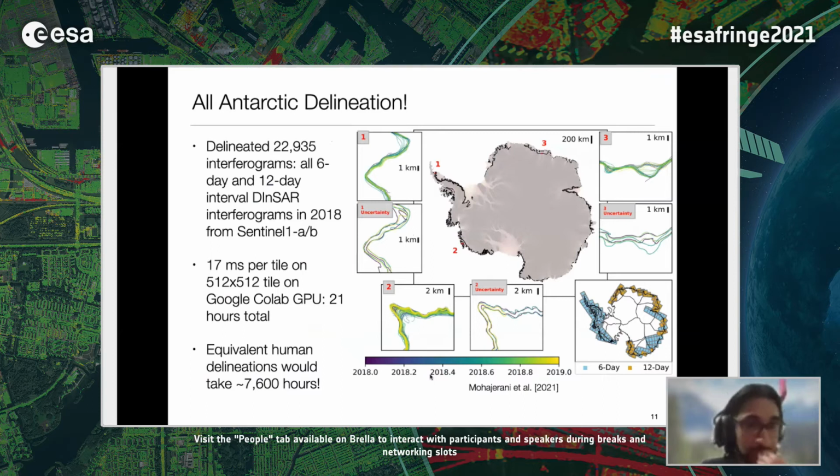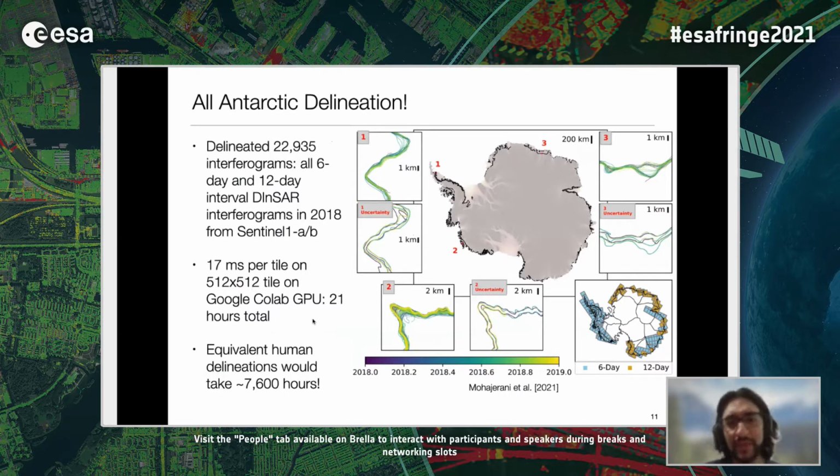So this was working well, and we actually delineated the entire coast of Antarctica from available Sentinel-1 image data from 2018 all across Antarctica. This was about 23,000 interferograms with 6-day and 12-day intervals.